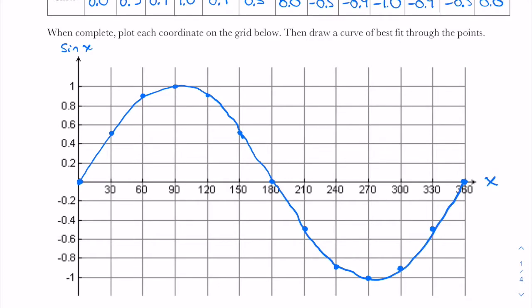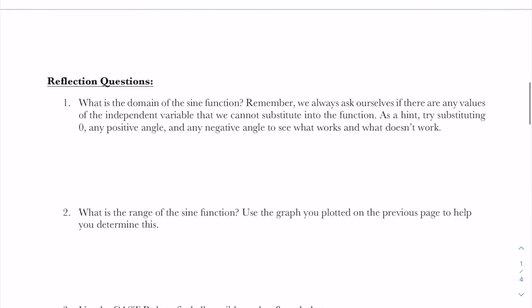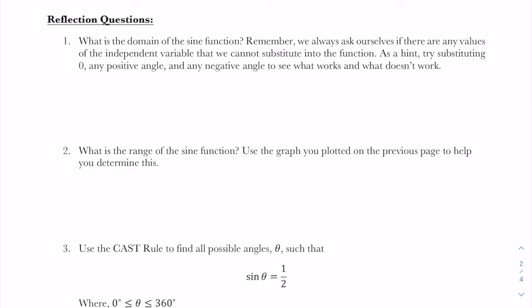All right, and there you have it. That's the graph of y equals sine x. And now I'll answer some questions about it. First question, what is the domain of the sine function? Recall, when we're finding the domain of a function, what we're really doing is asking ourselves, are there any values of the independent variable that we can't substitute? And my general hint to you was to try substituting 0, any positive angle, and any negative angle just to see what works and what doesn't work.